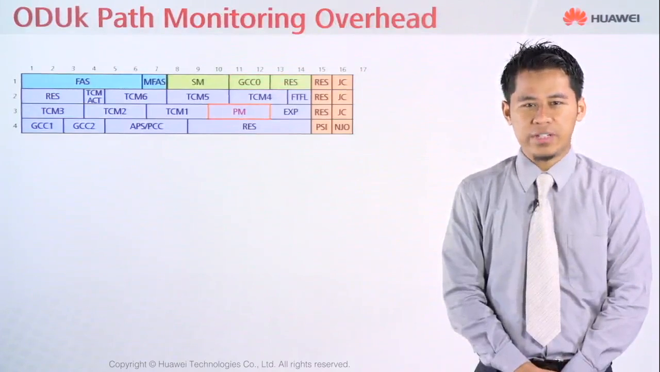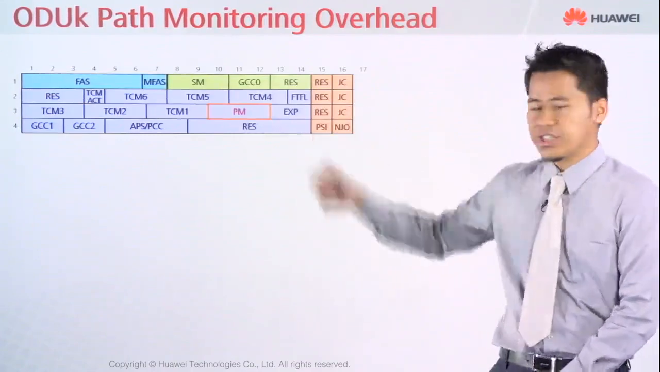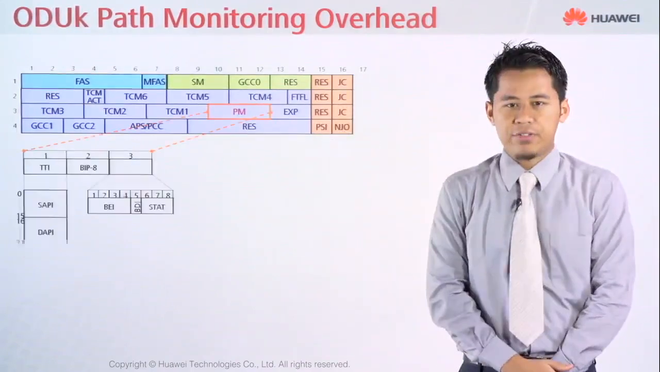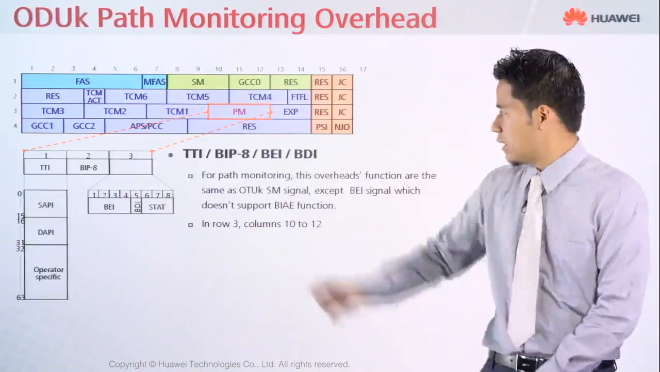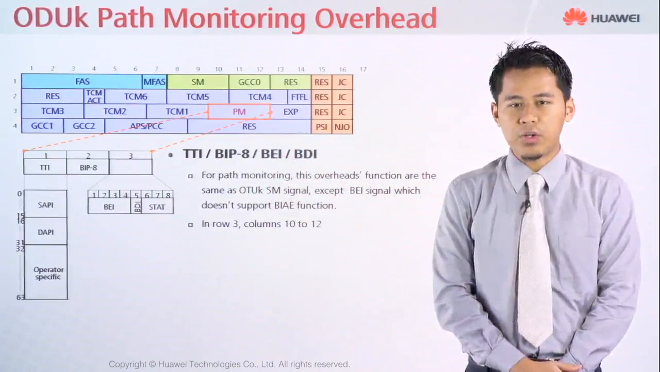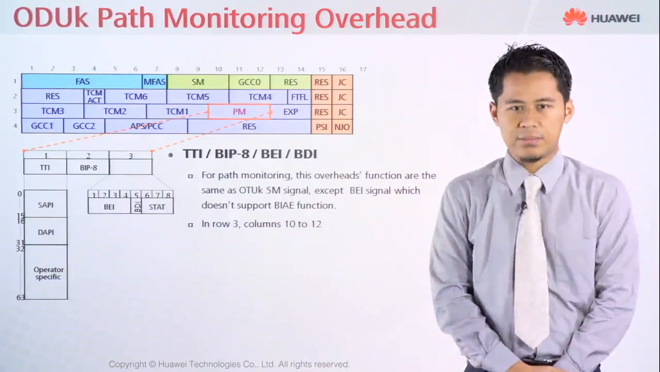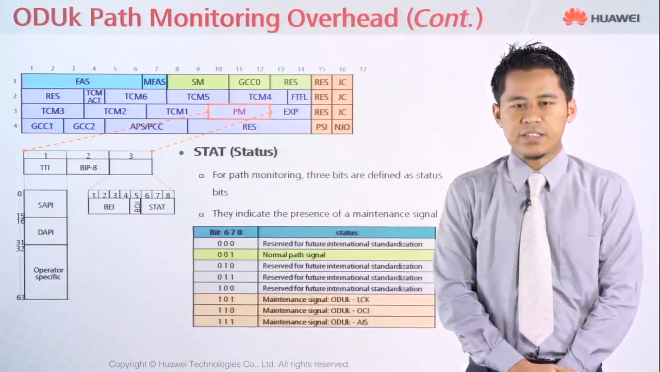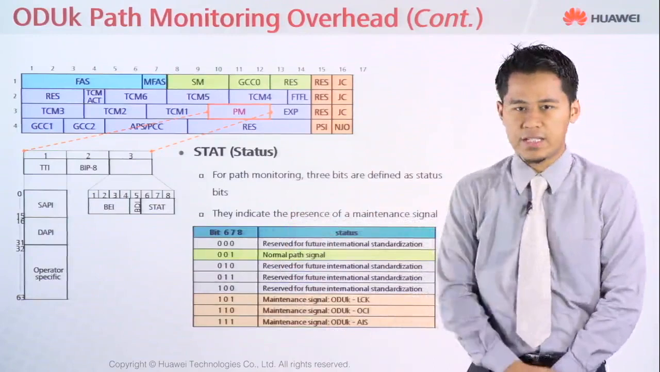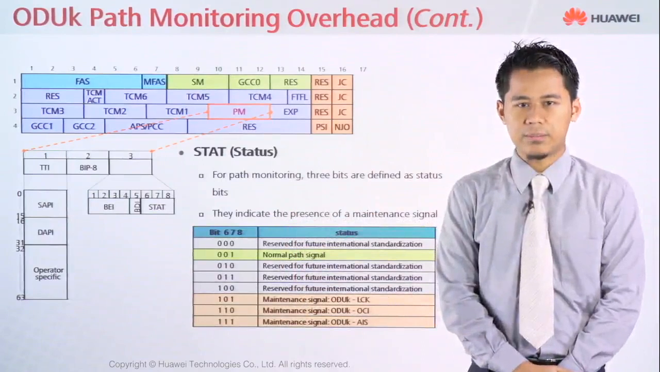ODUk path monitoring overheads. This level shows you the overheads in the ODUk level, which is the purple color there. In this path monitoring, they have several bytes such as this particular byte. It's almost the same function as section monitoring. This ODUk path monitoring byte doesn't support bytes such as BIAE. For the status, it shows you the condition of the bits from bit 6 until bit 8. If it shows 001, it means this is the normal path signal.